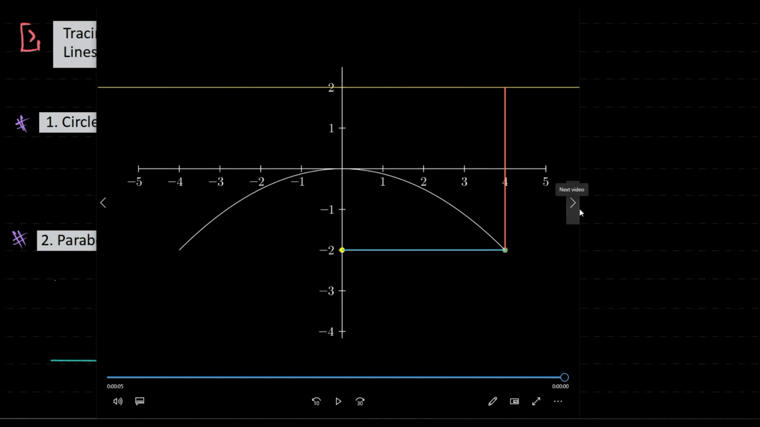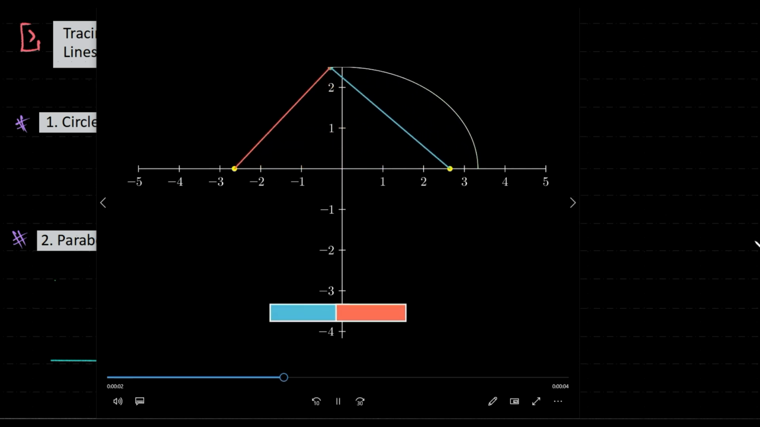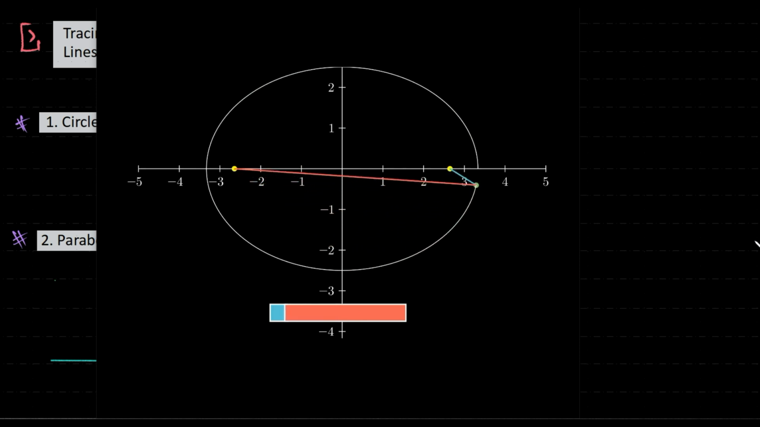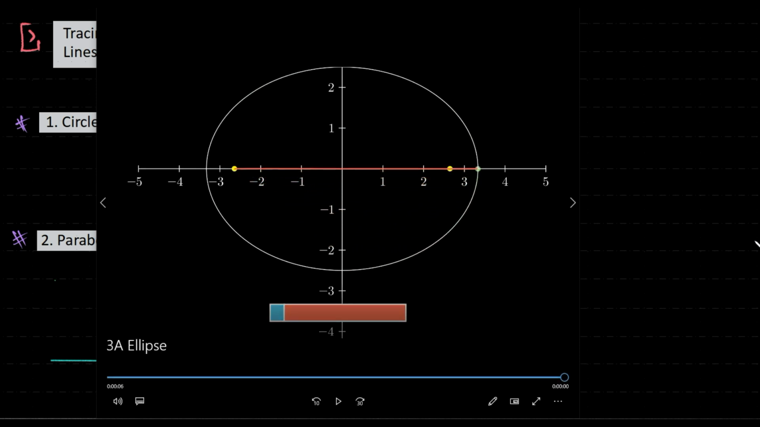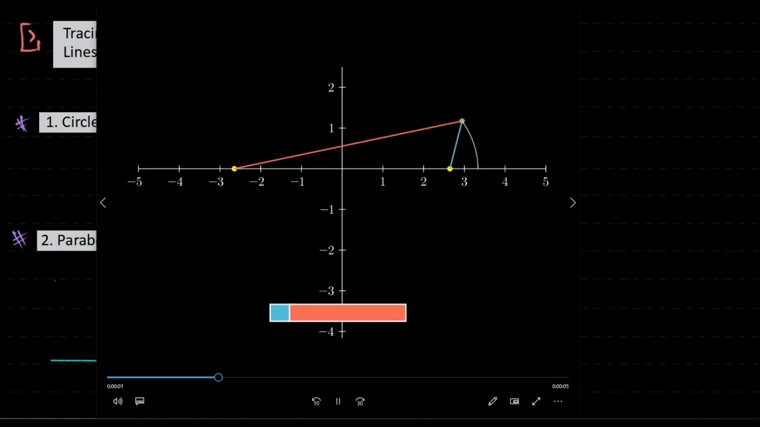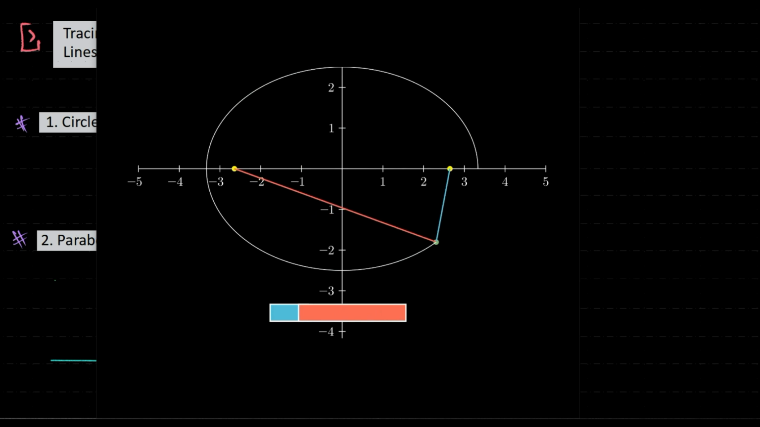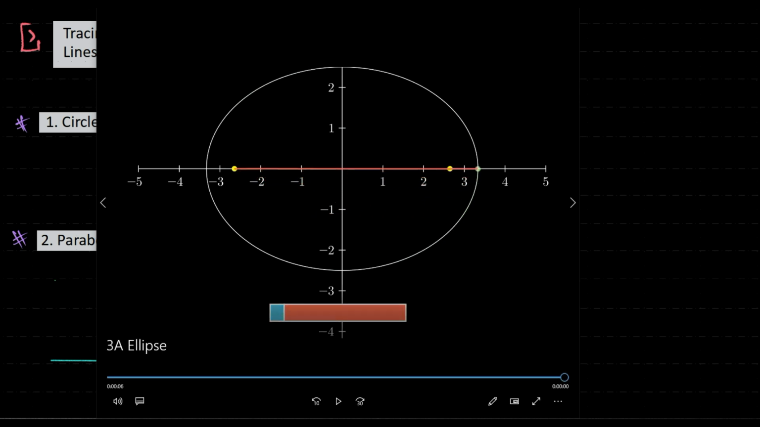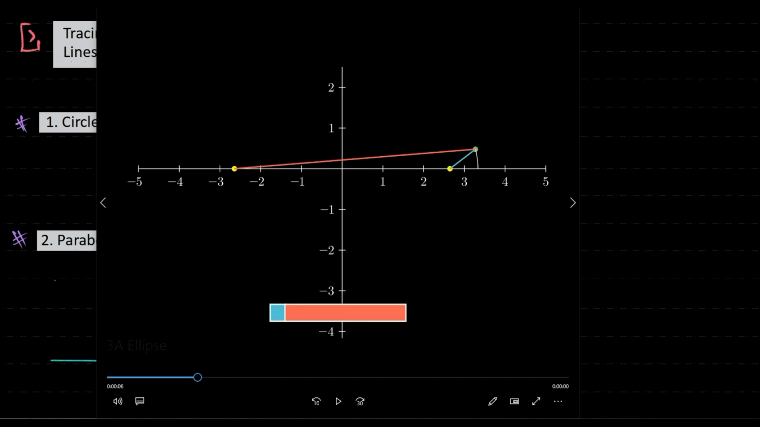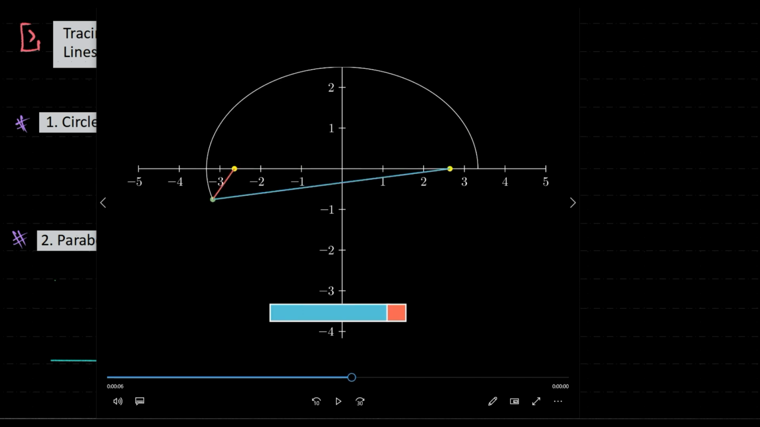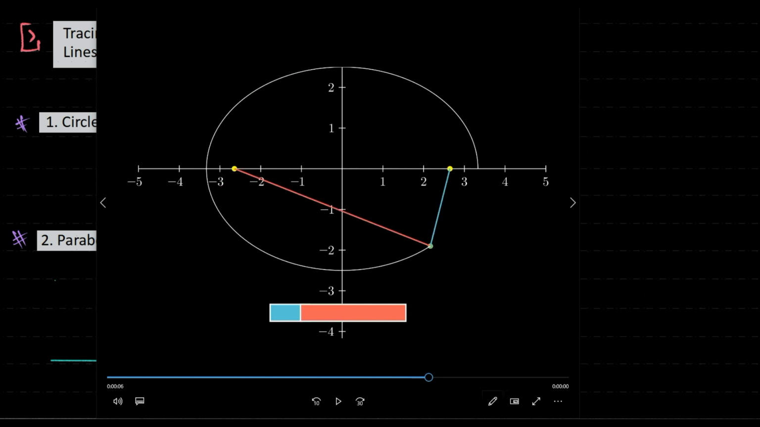Next is your ellipse. Figure out the condition. I'll give you a clue. You guys have to watch this bar, and this bar is related to these lengths that we are seeing, those lines. So let me show this at different points. Observe this and this. So what is happening? Let me explain this now.